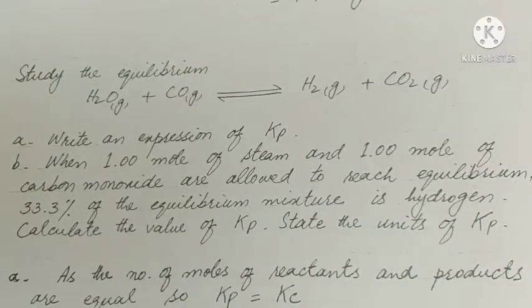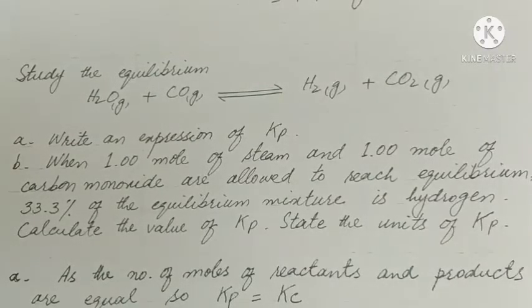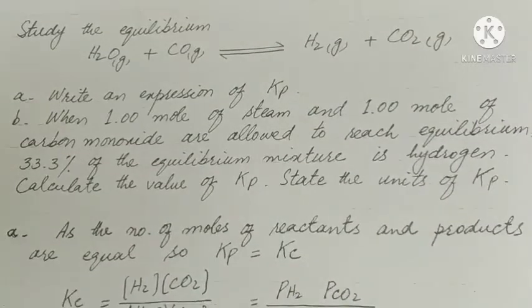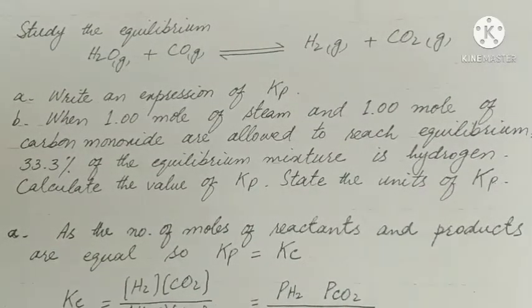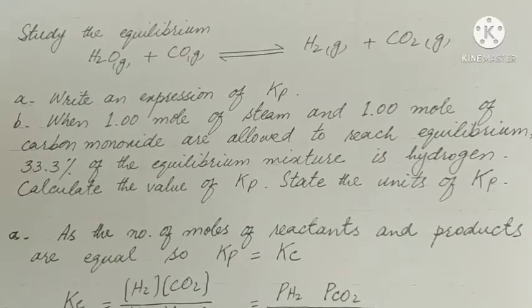Then question number 21. There are two parts of this question, A and B. Study the equilibrium, and the equation given is H2O plus CO gives rise to H2 plus CO2. In part A, write an expression of Kc. It is very easy. We have just to write the expression of Kc. And in part B, when 1 mole of steam and 1 mole of carbon monoxide are allowed to reach equilibrium, 33.3% of the equilibrium mixture is hydrogen. Calculate the value of Kp, and state the units of Kp.